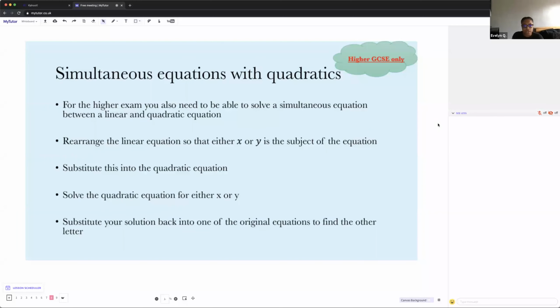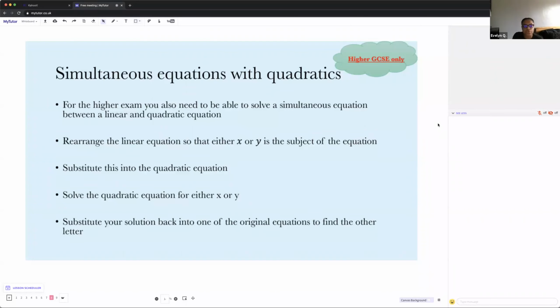So this is only for higher GCSE students, and this does not come up in the foundation paper, only the higher paper. So just to make it clear for those of you, if you are studying foundation and you are in the Zoom today, for higher students, you need to know how to solve simultaneous equations when you have a linear equation and a quadratic equation.